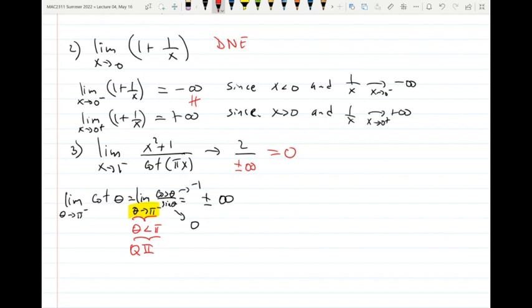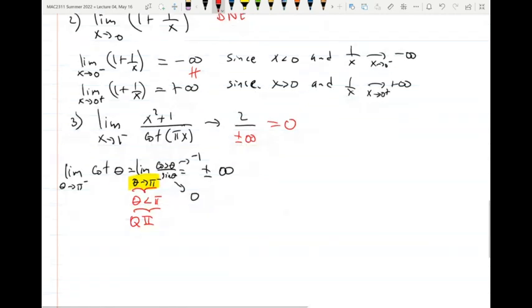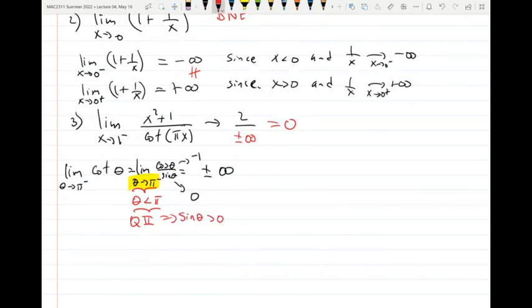And in quadrant 2, what do you know about sine? Is it positive or negative? Positive. Sine is positive in quadrant 2. So that means sine of theta is positive. So here we're dividing by something that's getting close to 0, but with positive numbers. Yes? But now the top is a negative, the bottom is a positive. So this fraction is what? Is it positive or negative infinity? It'll be negative because it's negative divided by a positive. You understand this? So if you want to be more precise, the actual answer here would be negative infinity.